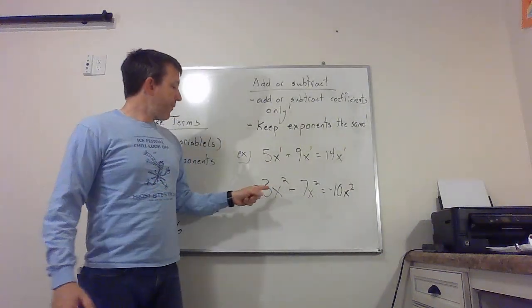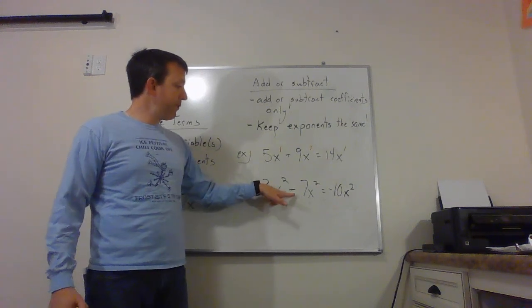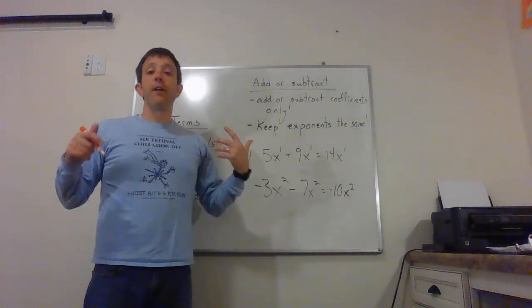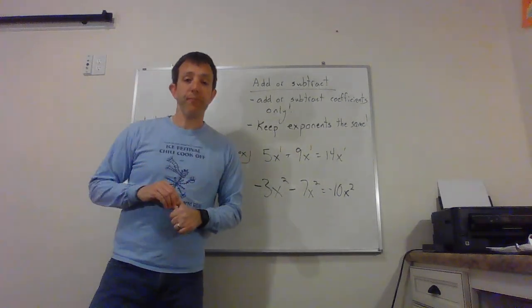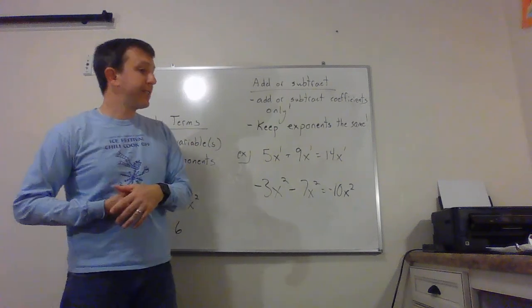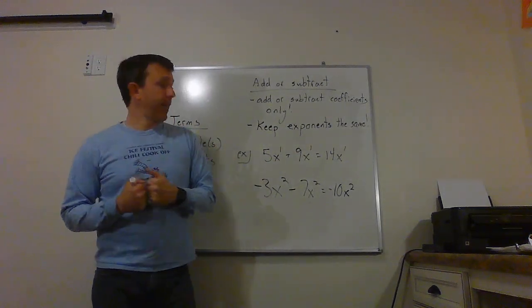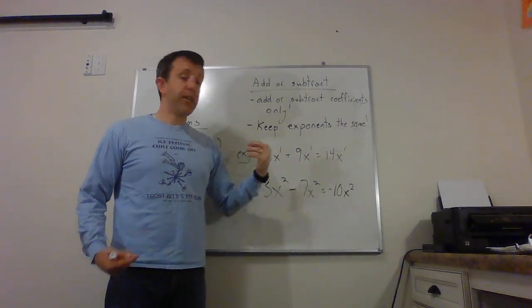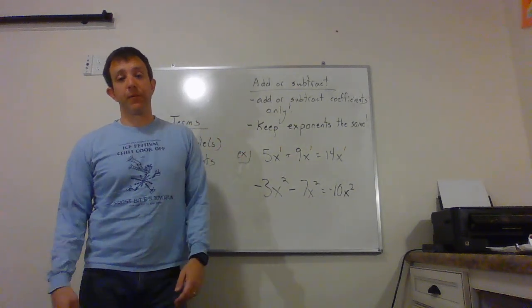Just don't do it. Here I have negative 3x squared minus 7x squared. Negative 3 and minus 7 make a negative 10. And again, I don't touch the x's. I don't change those exponents. Okay, and that's adding and subtracting monomials. Just remember, you can only add things that are the same. So I couldn't then put these two things together. I have a 14x and a negative 10x squared. Those are different. There's no way I could add or subtract those.